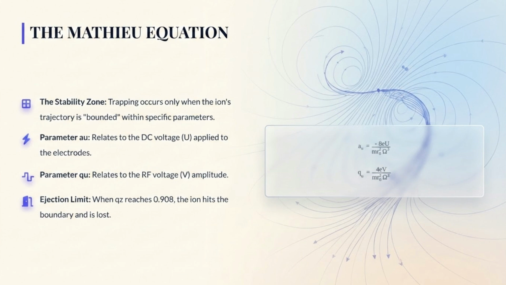If your ion falls within the stability zone, where beta sub u is between 0 and 1, it stays in the kitchen. If it moves outside, specifically past the limit where Q sub z equals 0.908, it gets ejected. Think of the stability diagram as the physical edge of your stovetop. Move too far left or right, and your ingredients fall onto the floor.